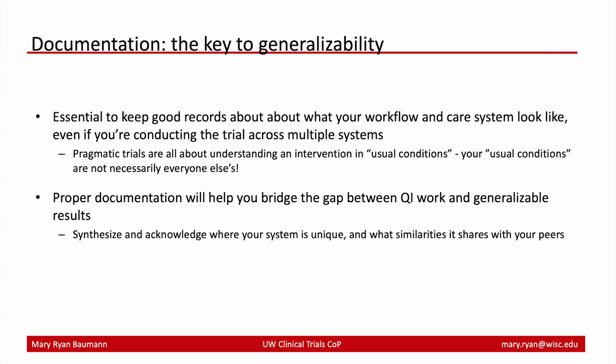And finally, just another key on documentation. I feel like this is really a key to generalizability in pragmatic trials. It's good for all trials, but especially in pragmatic trials, because it's going to help you document basically what your workflow and care systems look like, even when you're conducting that trial across multiple systems. Because pragmatic trials are all about understanding how an intervention works in usual conditions. You need to understand that your usual conditions might not be everyone else's.